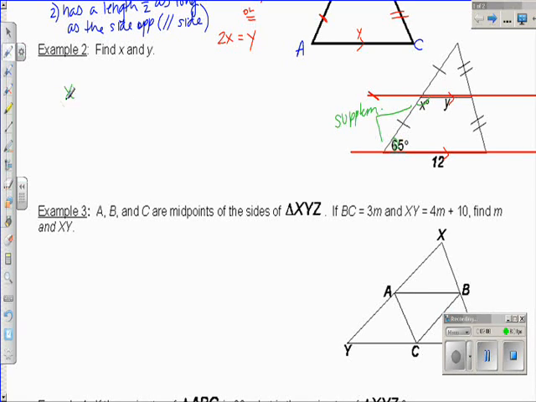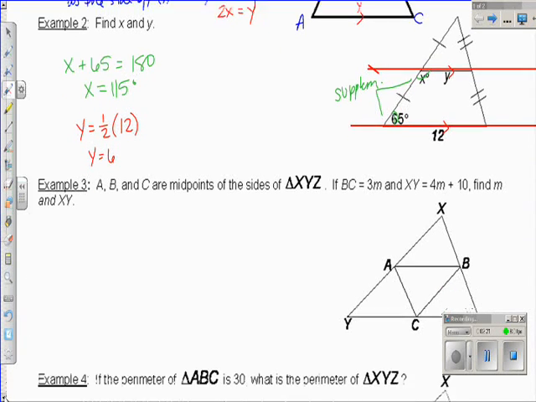and same side interior angles are always supplementary. So we could say X plus 65 equals 180, subtract 65 from both sides, and X equals 115 degrees. Okay, now Y, we know that Y equals half the length of 12, so Y equals 6.